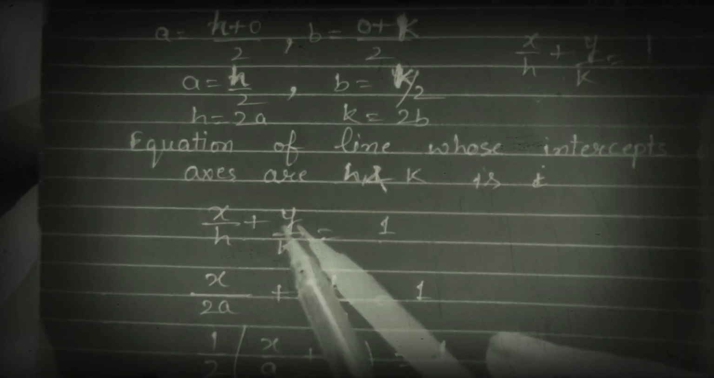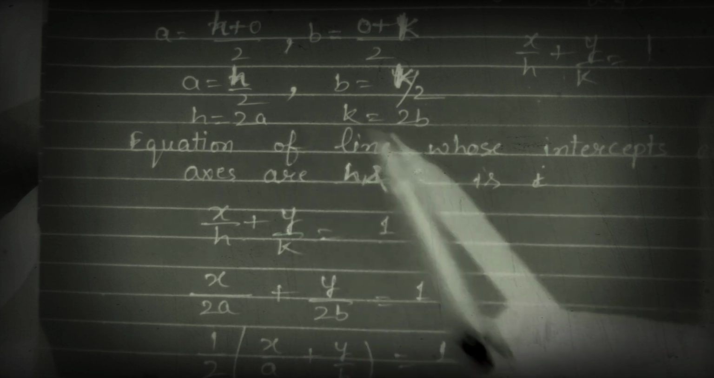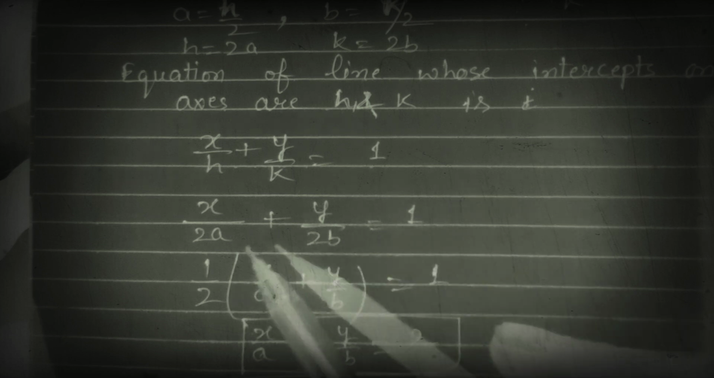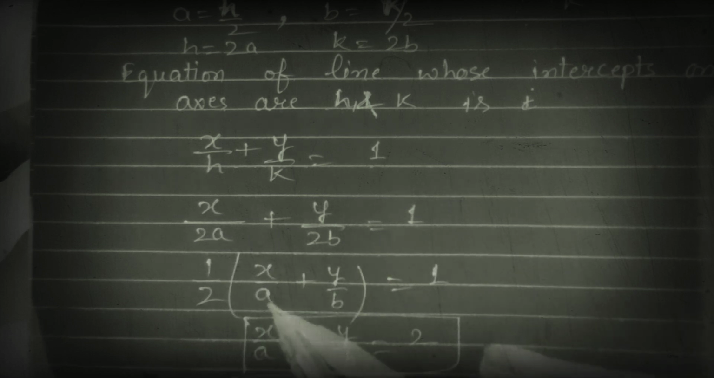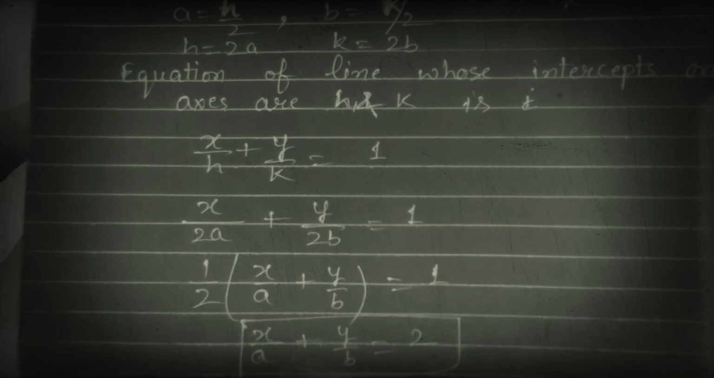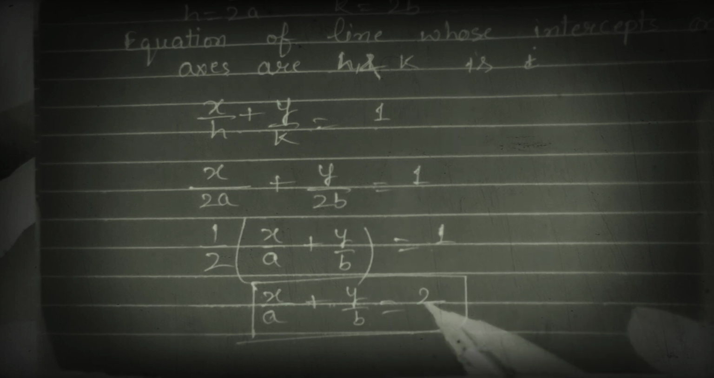The equation of the line is x upon h plus y upon k is equal to 1. Putting the values of h and k here, it is x upon 2a plus y upon 2b is equal to 1. Taking 1 upon 2 common, it is x upon a plus y upon b is equal to 1 upon 2. The 2 will multiply on the right hand side, so it is x upon a plus y upon b is equal to 2. Hence proved.